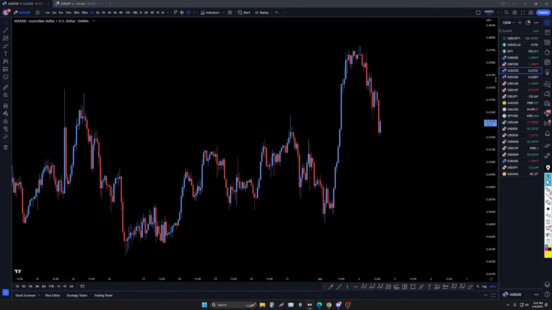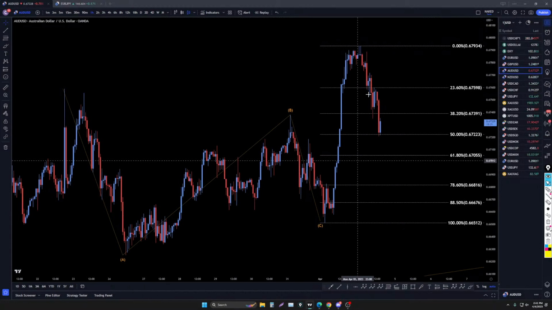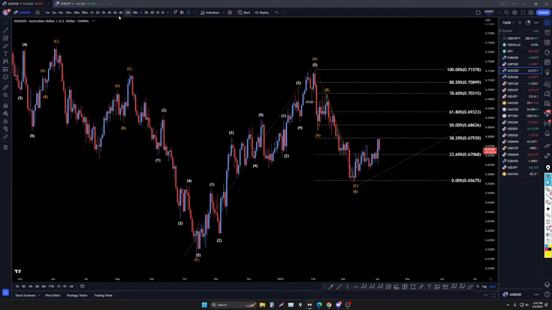So let's head down to the Aussie dollar. The Aussie dollar was strong up and now it's strong back down all over the place. It still looks like it could be very corrective up, which is why I think there's so much selling pressure on this still, because this does resemble an ABC correction.